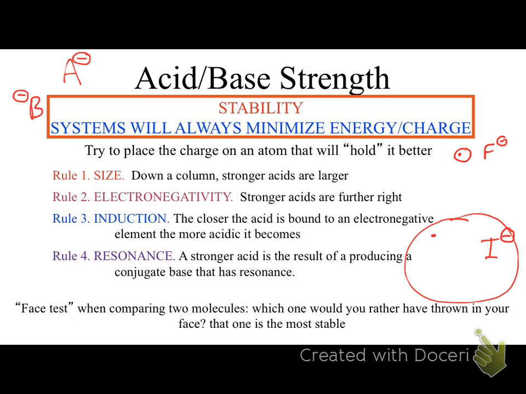Okay. There are two other rules there. Briefly talk about those. I don't think I'm going to test you too much on those, but we'll discuss them. Rule number 3 is referred to as induction. What's happening there is we're going to put our acidic hydrogen close to an electronegative element. Not directly bound to one, but close to it.